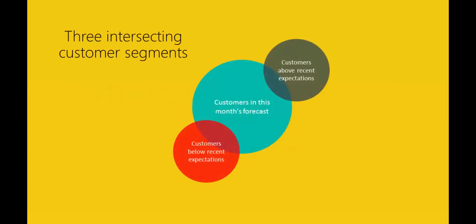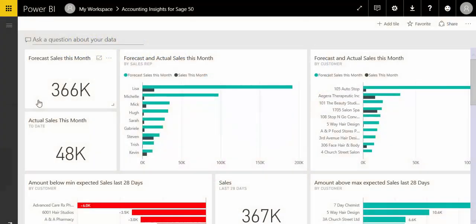These segments are customers that make up this month's sales forecast, customers that have recently done more business than expected, and customers that have recently done less business than expected. In the background, every night, Power BI reanalyzes all of my Sage 50 sales data and updates answers to these questions. So these segments do change slightly every day, as does my business.